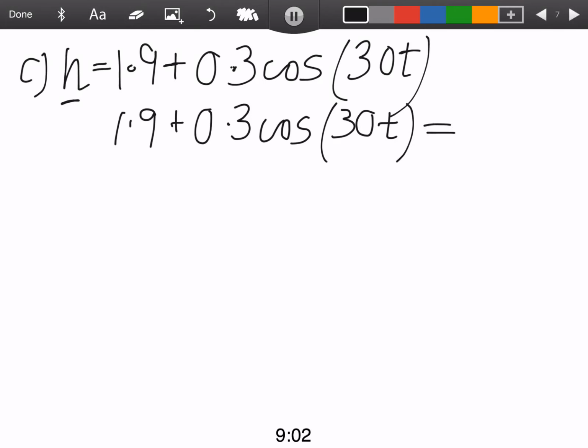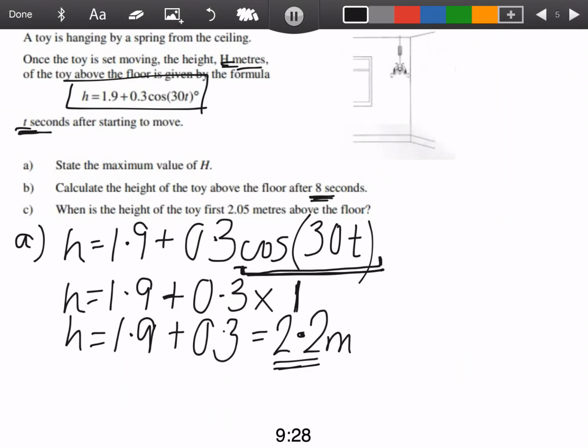You can put equals 2.05 on the left of the equation, or you can put it at this side, it makes no difference. The letter H is what represents the height, and we're told the height is 2.05. That's why I've put this equation equal to 2.05, because this equation works out the height. Let me just go back and double check it actually was 2.05. I'm sure it is, yes. So when is the height 2.05 metres above the floor?